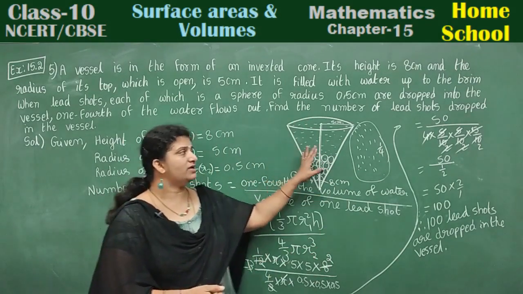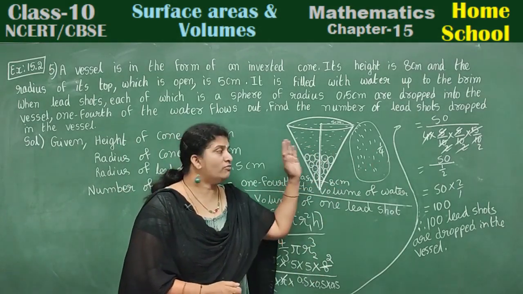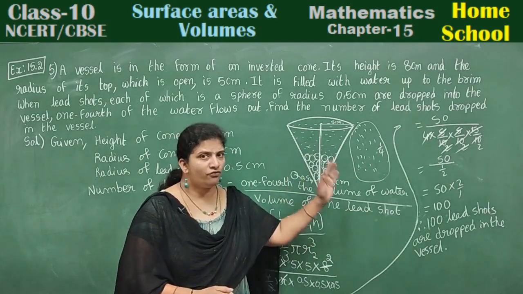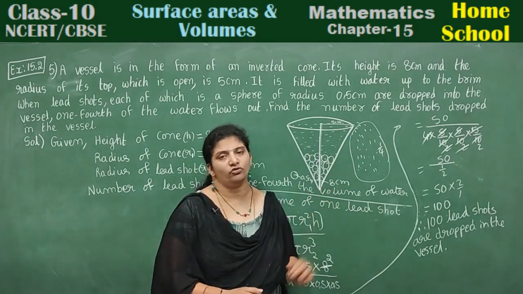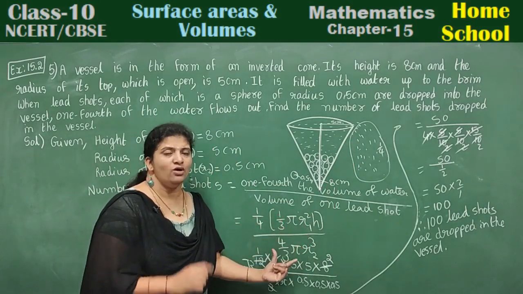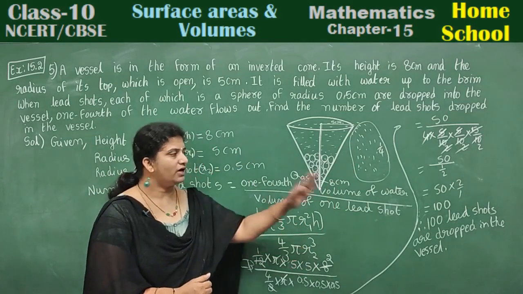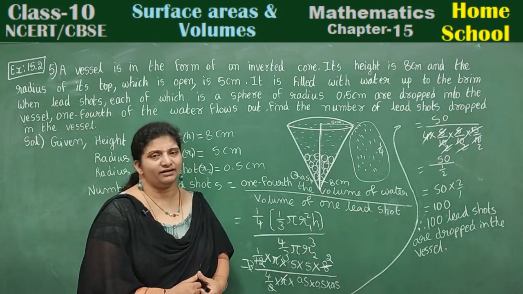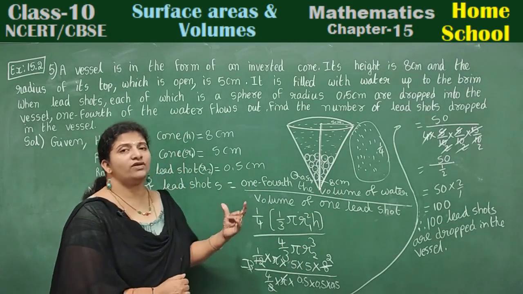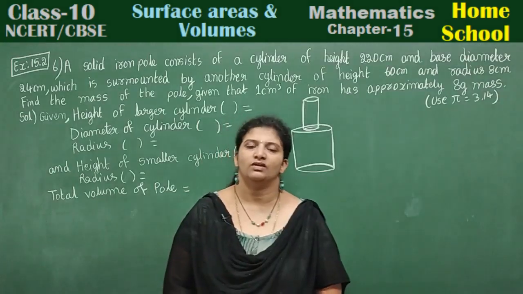Okay, in this cone, 1/4 of the water came out. Volume of cone, right? 1/4 water of volume of cone. That is 1 by 4 volume of a cone by 1 lead shot volume. If you are able to calculate this one, you are going to get the answer 100. That means number of lead shots thrown in a vessel is equal to 100.